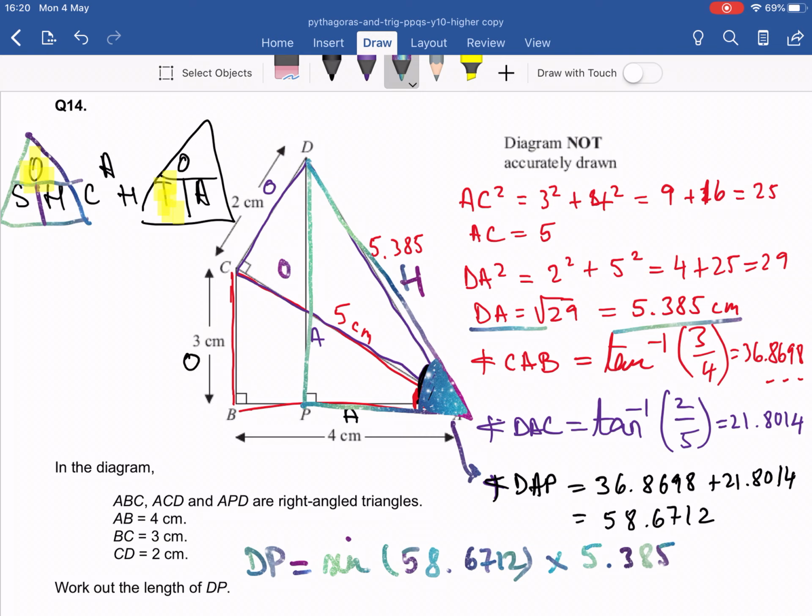So in my calculator, I'm going to go sine 58.6712 close bracket times 5.385, and I'm getting an answer of 4.599 something, and that would round to 4.6, which is also the answer. Of course, it's centimeters. And that's it. That was a bit of a long one, 5 marks, but there you go. It's done. See you later.